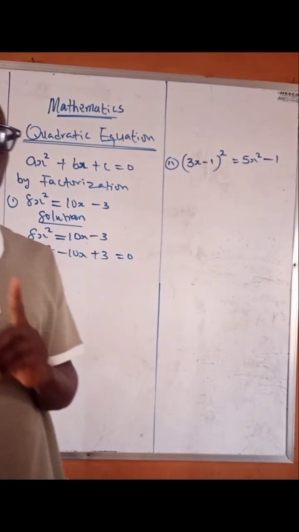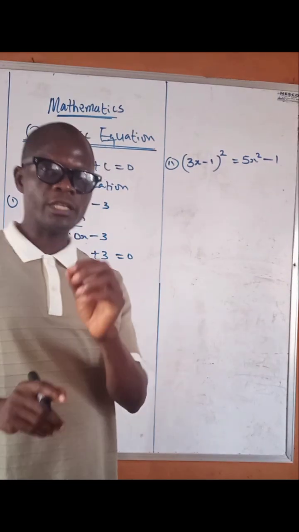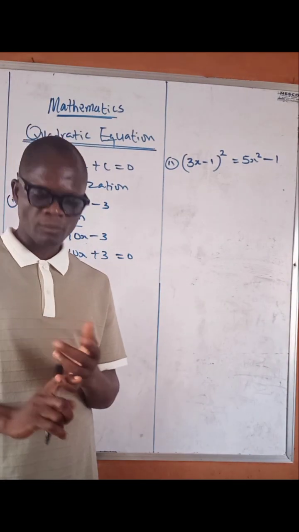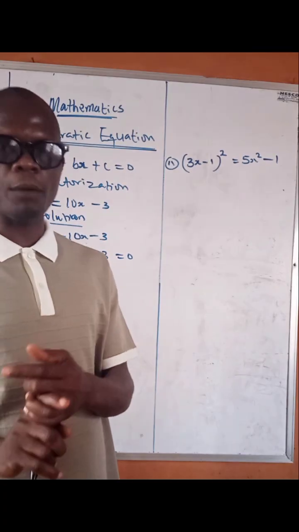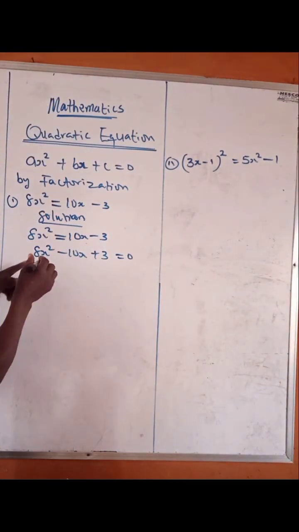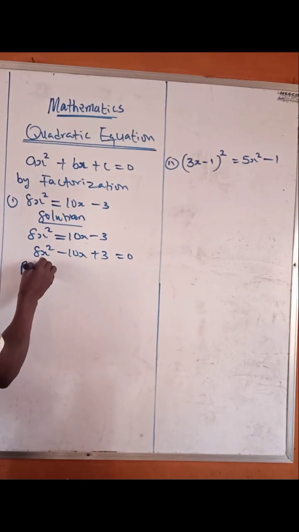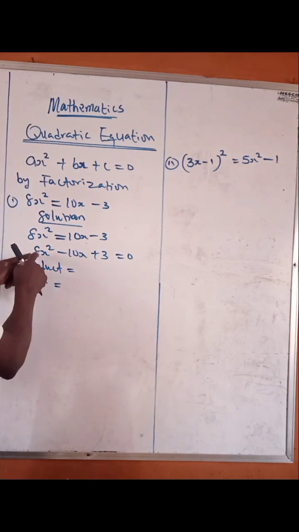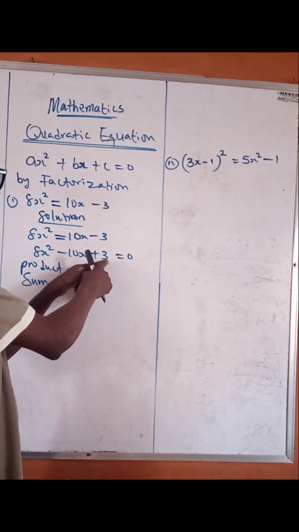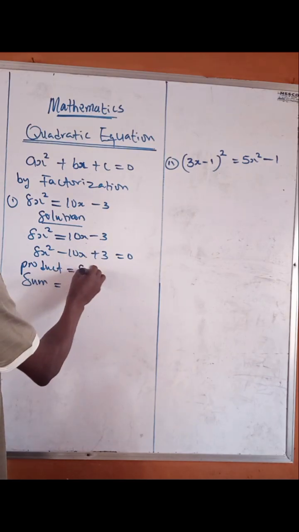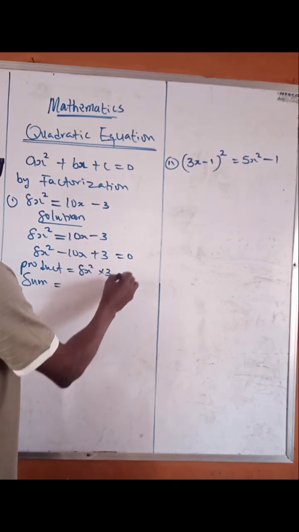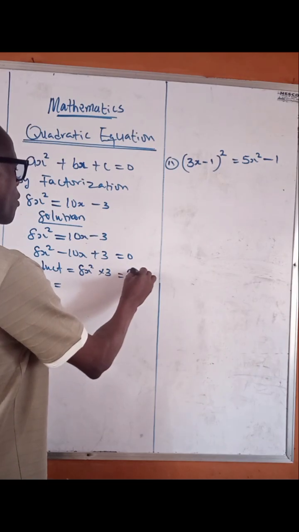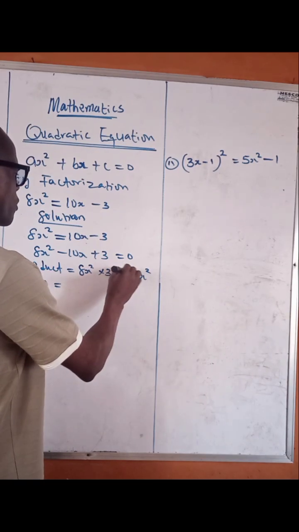Now, one thing that I want you to take note of is you must know your product and you must know your sum. You need to get your product, then you need to get your sum. Now, how do we get that? Your product is the coefficient of x² multiplied by the constant. So that would be 8x² times 3. That gives us 24x², that means plus of it.